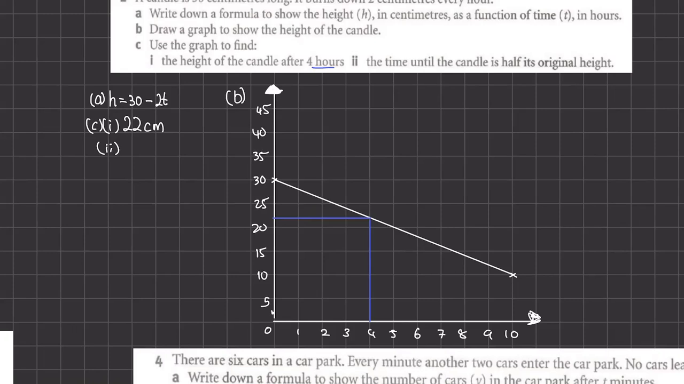The last one, the time until the candle is half its original length. So half the original length, which is 15. So let's try go 15 right here. How long it takes? It looks like it's between 7 and 8. I would say 7.5 hours.